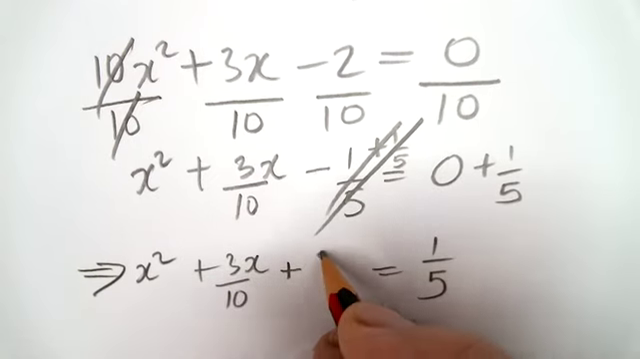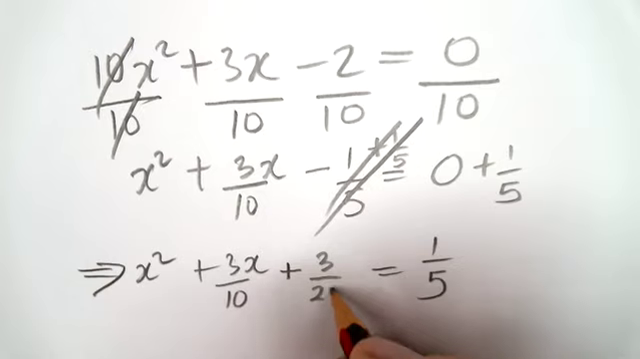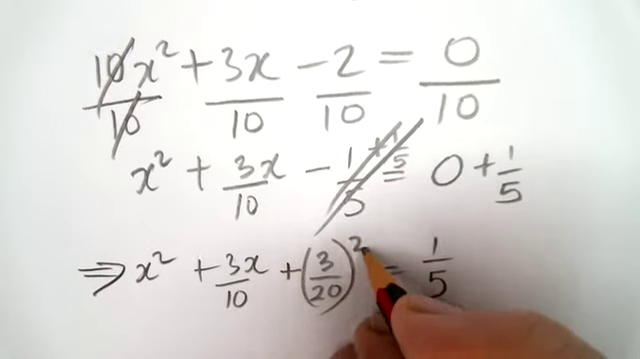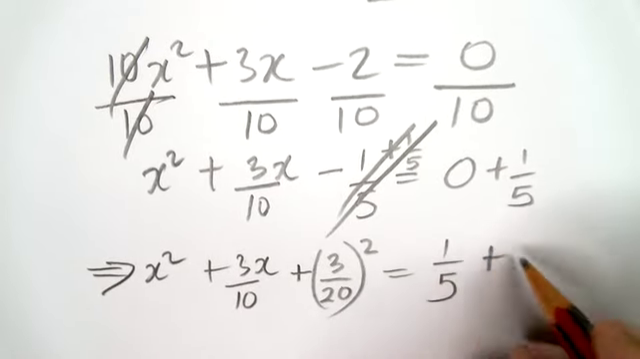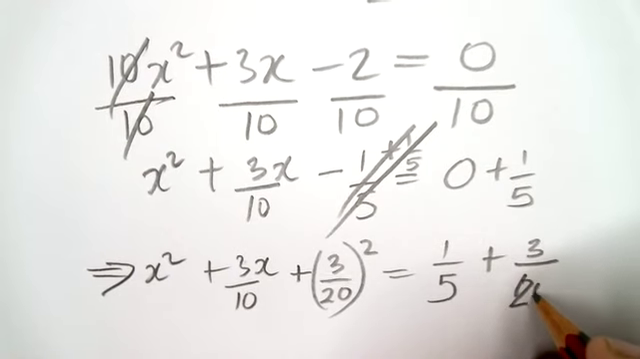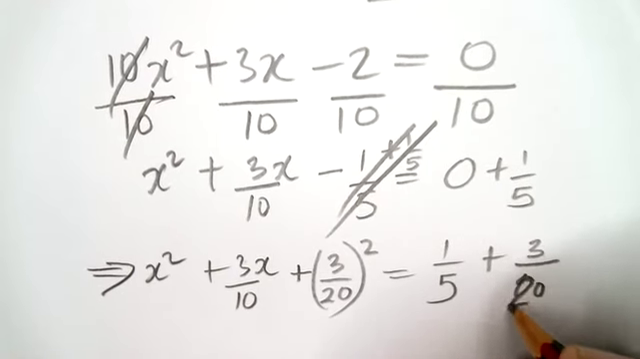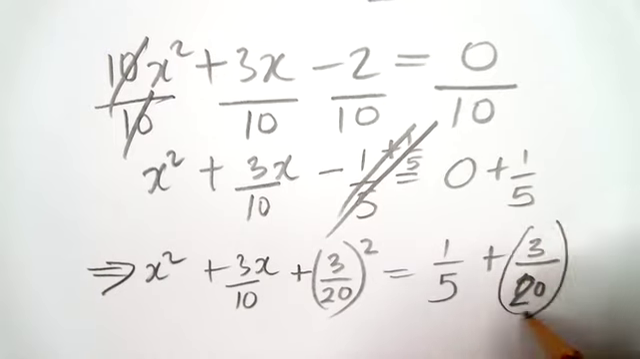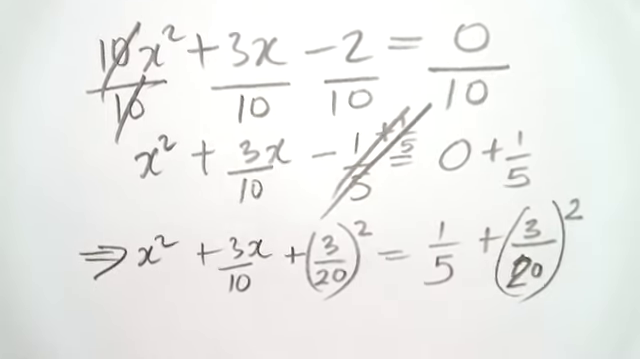So I'm going to put 3/20, and I'm going to square it. Same on both sides, add 3/20. I'm going to take that b value. Oops, it's 20ths, not 10. Okay, and I'm going to square it. All right, let's take a look.